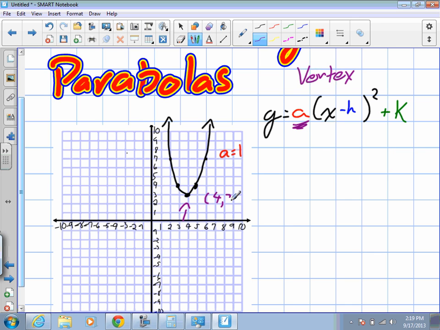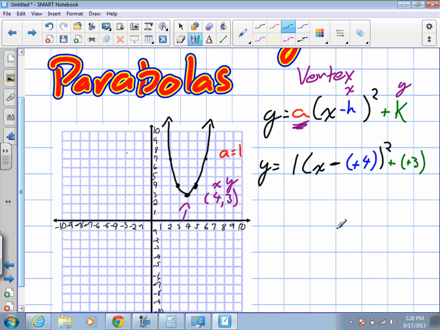4 and 3. Okay. Now the x value of the vertex refers to the h, and the y value of the vertex refers to the k. So we know we have an a value of 1. Okay. x minus our x value is positive 4, right? So let's plug in our positive 4. And our k value was positive 3, so let's plug in positive 3.